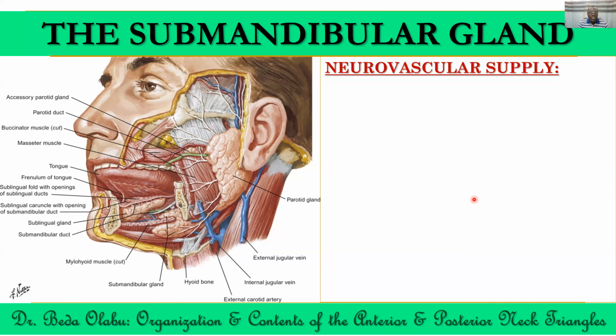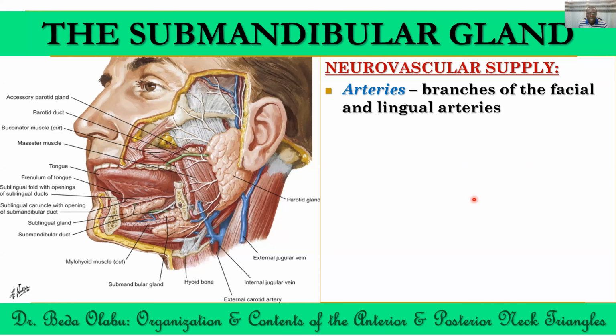Let's talk about the neurovascular supply to the submandibular gland. The arteries that supply the gland come from branches of the facial artery and branches of the lingual artery.